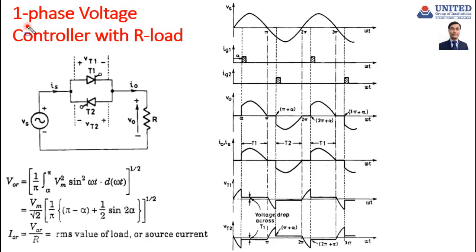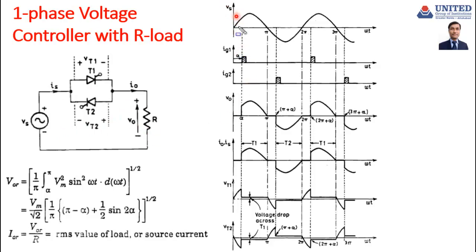Now let us see the single phase voltage controller with resistive load. Here we see the circuit diagram of the single phase voltage controller, where the two thyristors T1 and T2 are connected in anti-parallel. The single phase voltage controller feeds power to resistive load R.